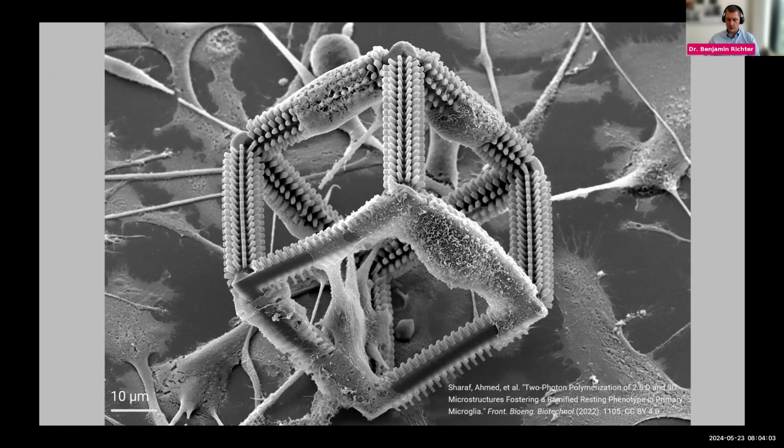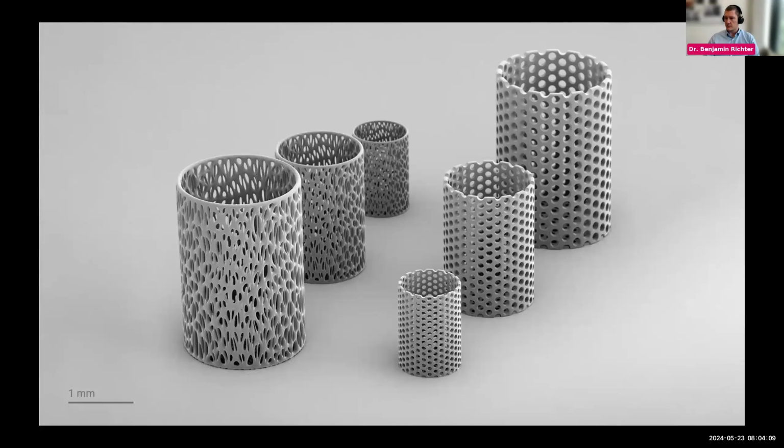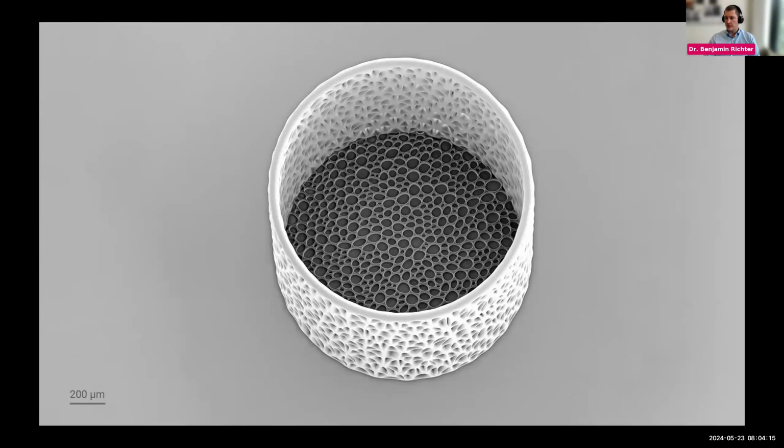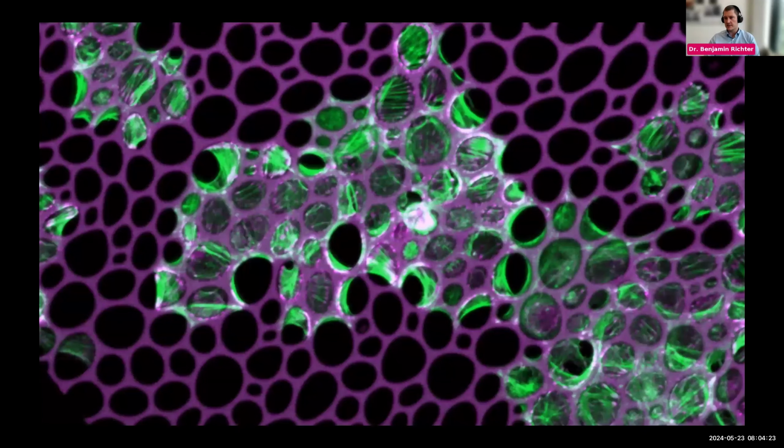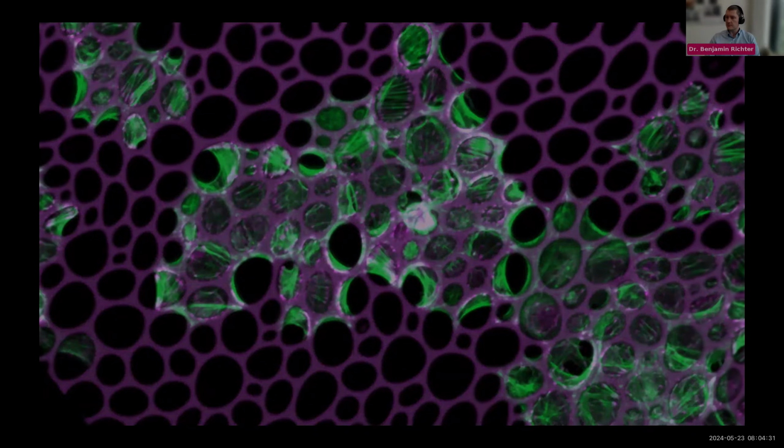This is an example from Professor Angelo Accardo from TU Delft. But you can also print, for example, these little tube structures with different hole sizes and shape structures. And when you look inside, you even see that on the bottom we can also print these Voronoi shapes, and we can also culture cells inside. The green is the actin cytoskeleton of the cell, and the cells grow really nicely in these little tubes.